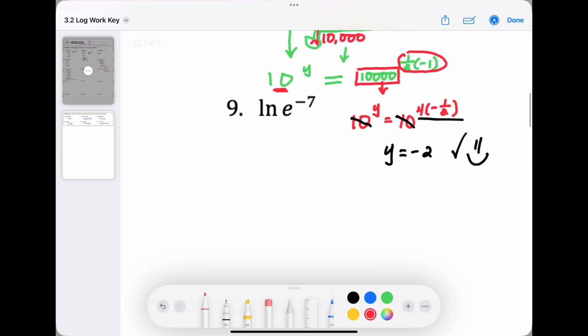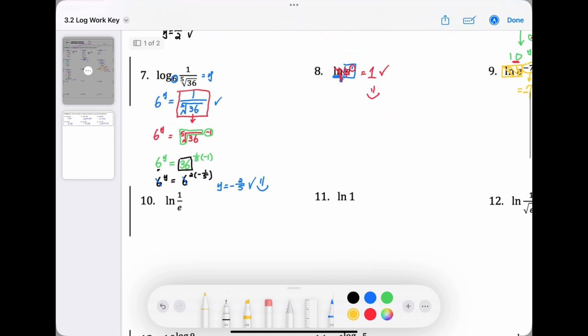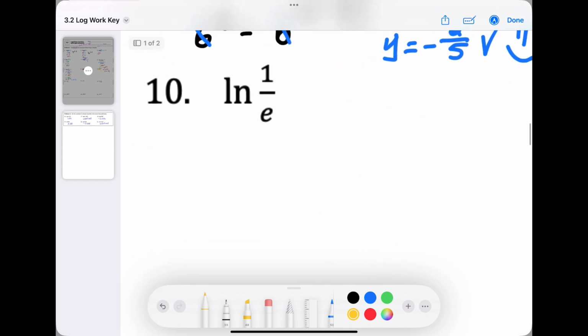Same thing, all about the base. Natural log and e, they are the same base, right? So those guys cancel out. What do you have left? You got negative 7, so believe in yourself. Number 9, it is negative 7, negative 7. Good. All right. Number 10.